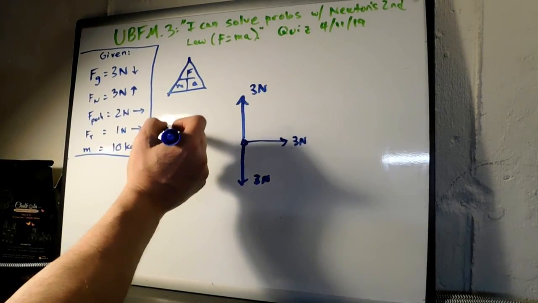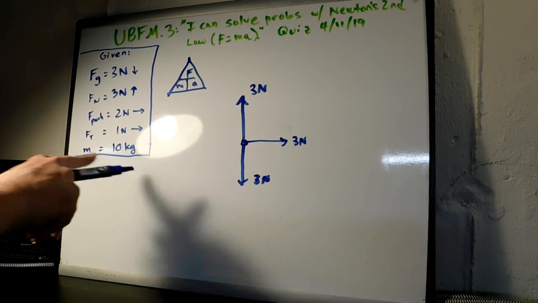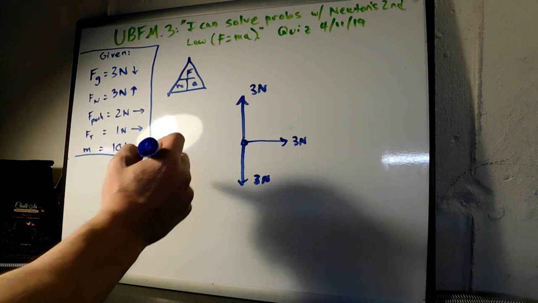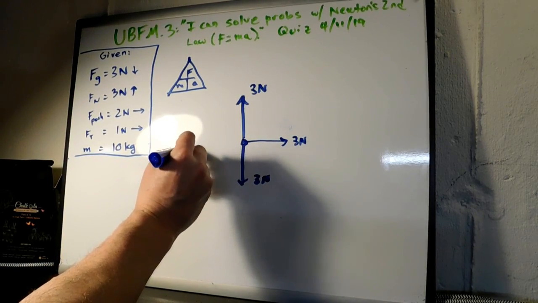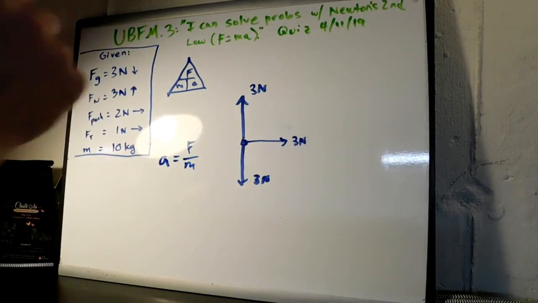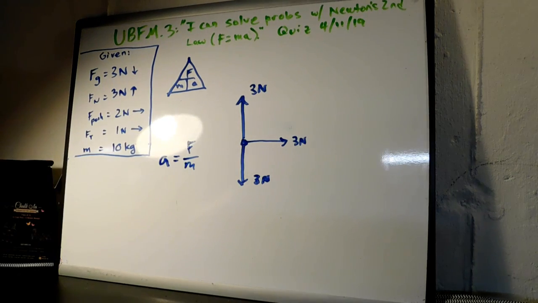Alright, so now what we want to do is we want to find the acceleration of the box if it has a mass of 10 kilograms. So we want to rearrange this to say A equals F over M. Right? So if we cover up A, we see that F is over M. So A equals F over M.